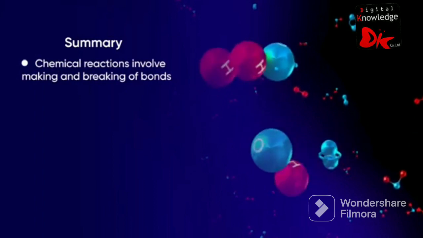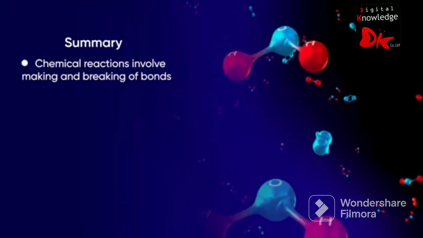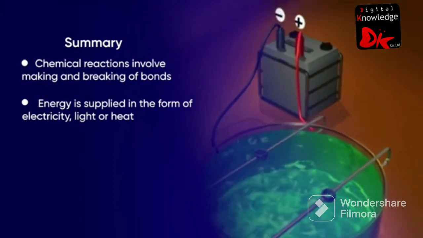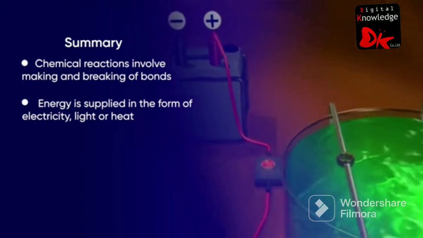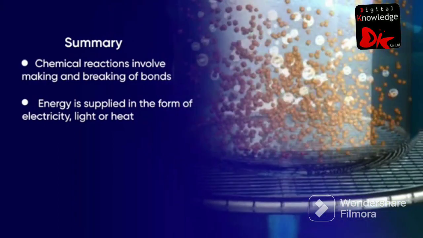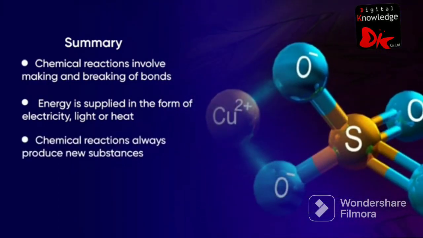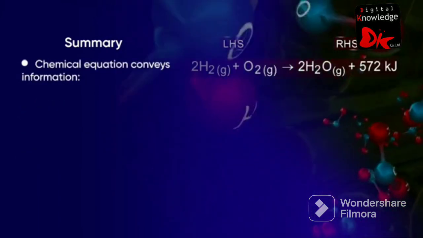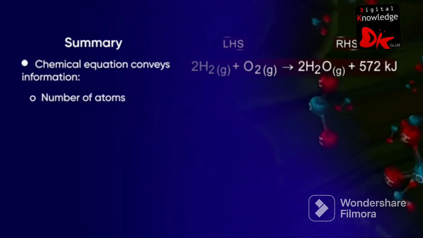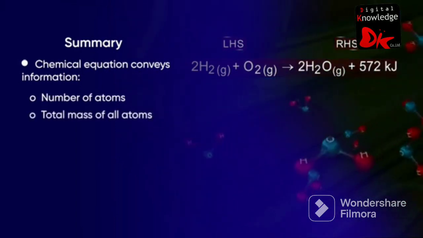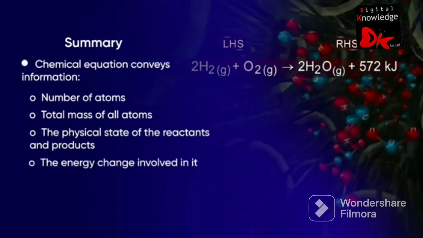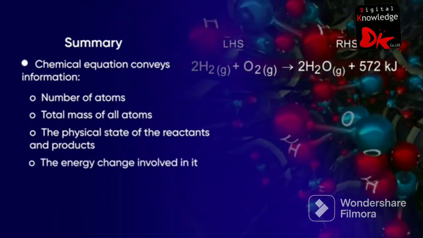To summarize, chemical reactions involve breaking of bonds and making new ones. The energy required for making and breaking bonds is supplied in the form of electricity, light, or heat. Chemical reactions always produce new substances. Chemical equations convey information such as the number of atoms, their corresponding masses, the physical state of the reactants and products, and the energy change involved in it.